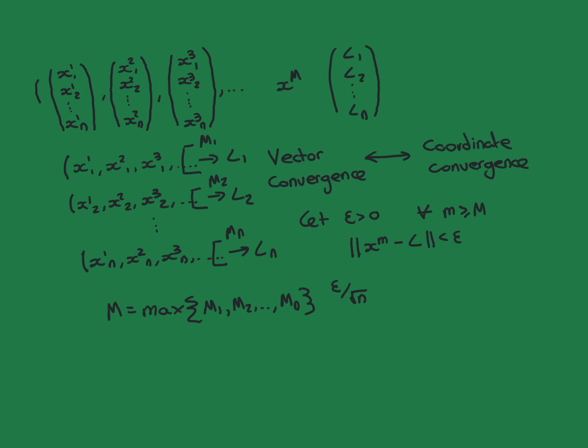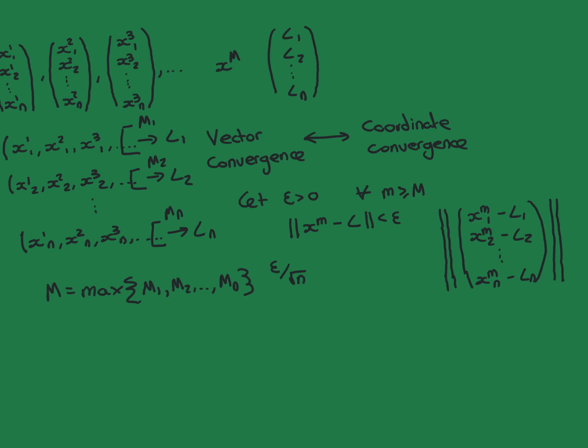And the reason I need to do this is because now I want to go up to my sequence of vectors and use this as the big M for my sequence of vectors. So I need all of the coordinate sequences to be within epsilon over the square root of n distance of the corresponding coordinate of the limit vector. So now my claim is that this big M works, i.e. that if I take any little m that is greater than or equal to big M, the distance between my vector x_m and my limit vector L is going to be less than epsilon.